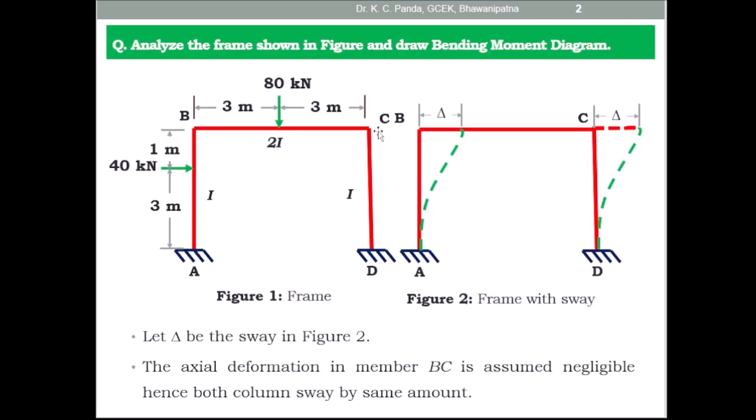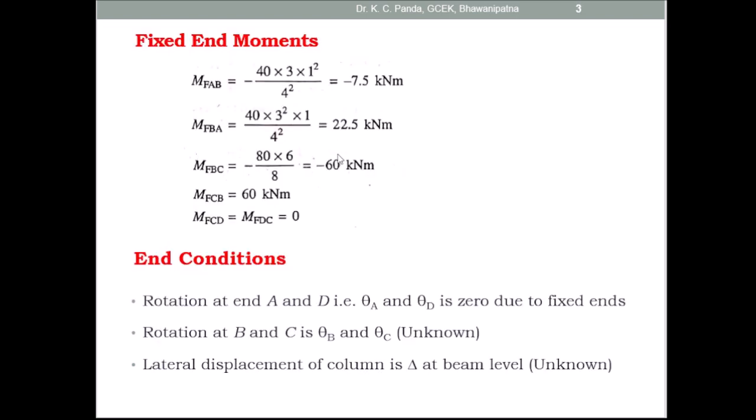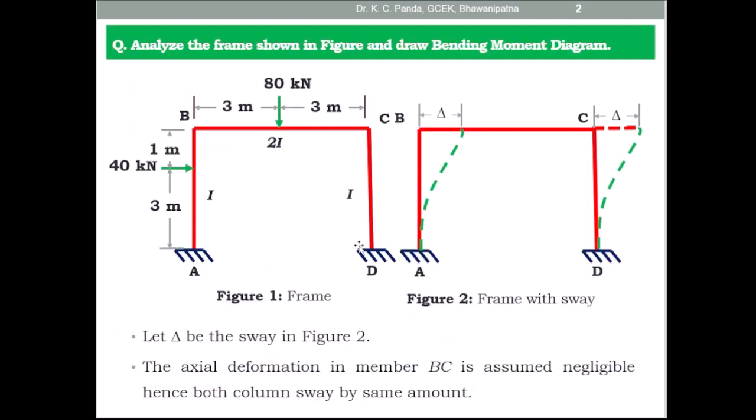Then on the span BC there is present the point load at the midpoint of BC. So here the fixed end moment MFBC is equal to minus WL by 8 and MFCB is equal to plus WL by 8. So MFBC is equal to minus 80 into 6 by 8. This is equal to minus 60 kilonewton meter, and MFCB is equal to plus 80 into 6 by 8, so this is equal to 60 kilonewton meter. Then on the vertical member CD there is no load. So here the fixed end moments MFDC and MFCD both are 0.